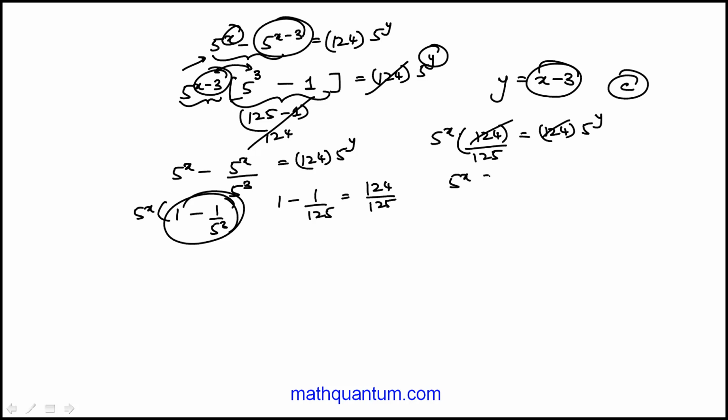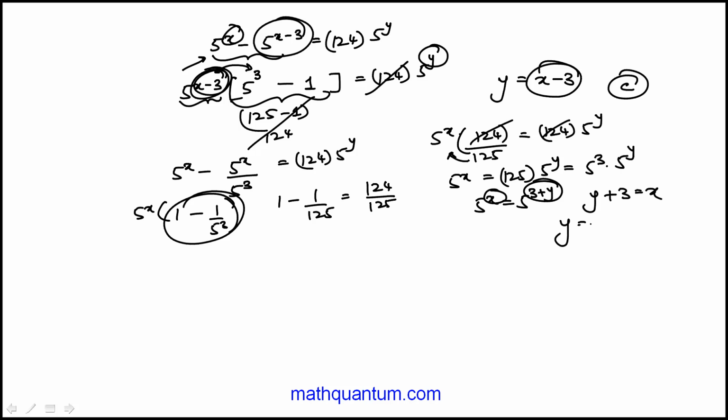And then you can either move the 125 to the other side and write it as 5 cubed, 5 to the y. We could have left it here too. We would get back to 5 to the x minus 3. And then we would get 5 to the power x is 5 to the 3 plus y. Now we have the same bases. We can equate them, and we should get the same answer as we did earlier.